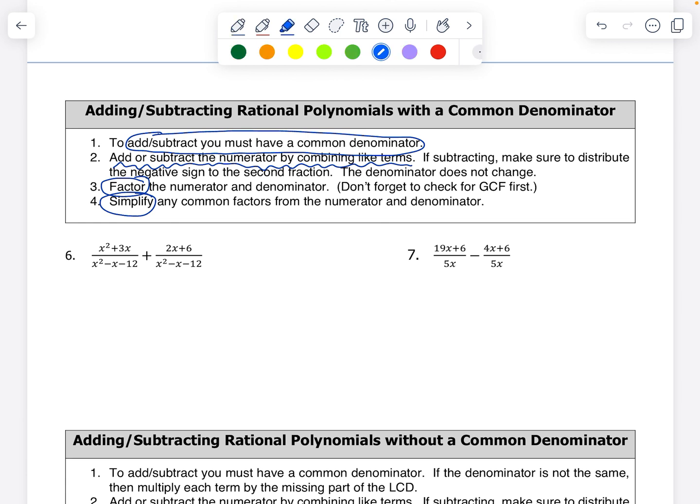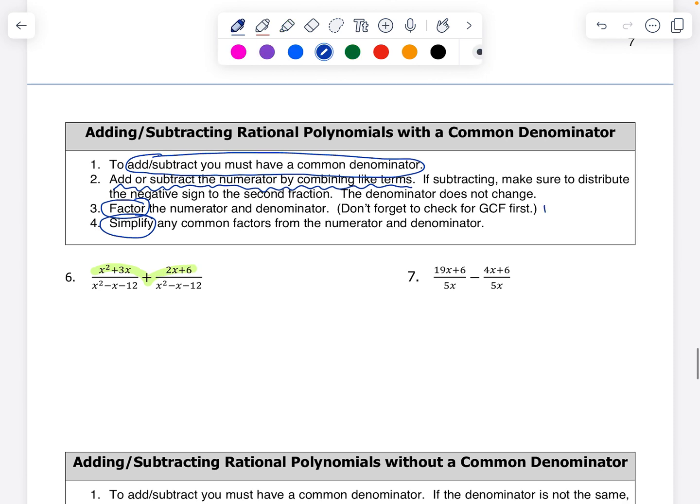So first you're going to check to make sure they have the same GCF. In this problem, they do. They both have x squared minus x minus 12. When they have the same GCF, you can just go ahead and add across. If you think about fractions, if we have 1/4 plus 2/4, you go ahead and add 1 plus 2, which is 3, and the 4 stays.